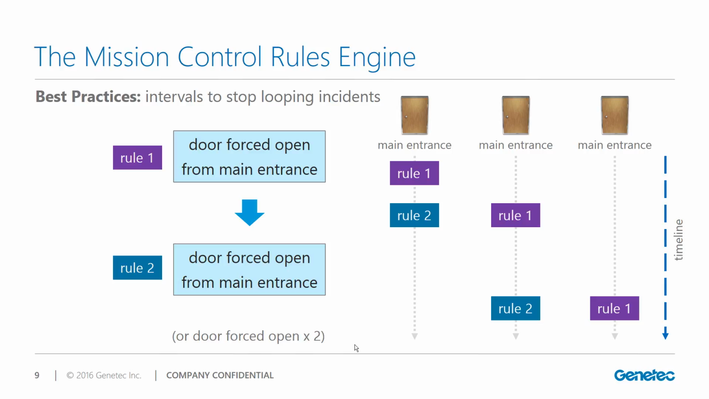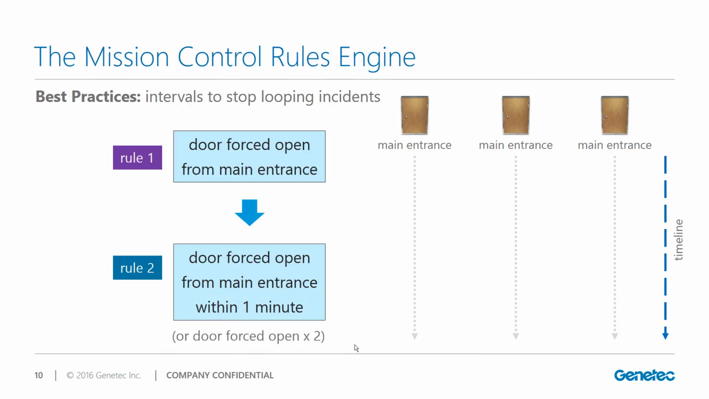This is really not what we want to have happen, plus the fact that it's going to keep creating new incidents over and over because it's going to keep satisfying that rule 1 condition. So what can we do about this? This is where we can use the intervals to stop the looping incidents. So on the second rule, what we want to happen is that we want the door forced open from the main entrance to happen within 1 minute of the previous door forced open event.